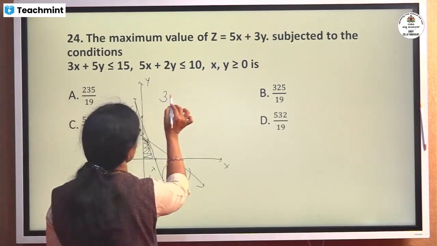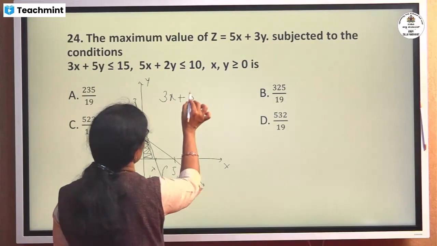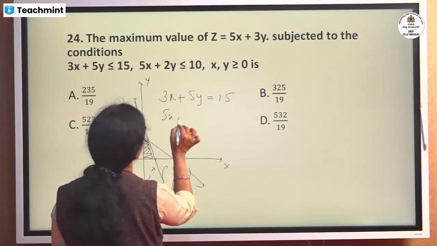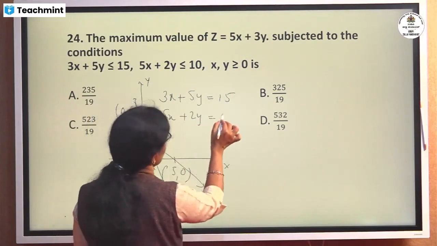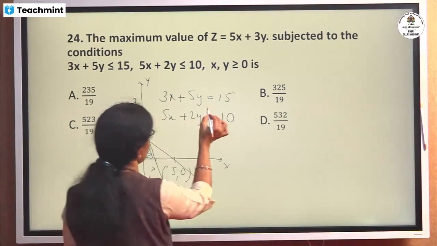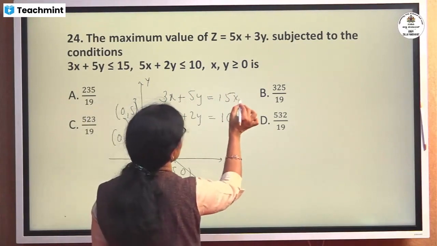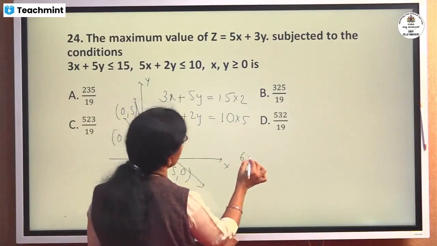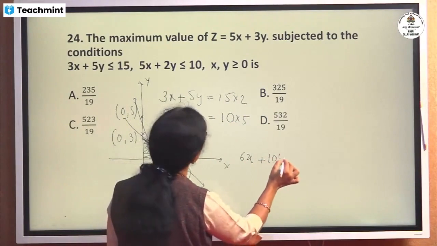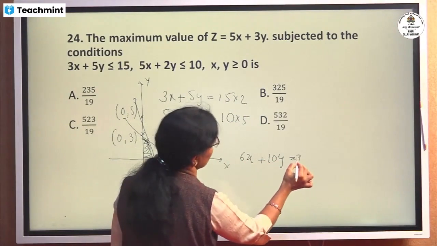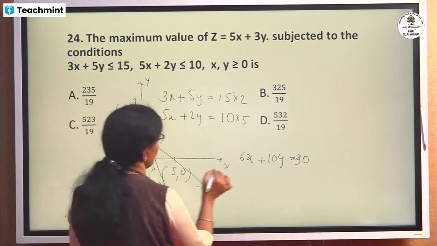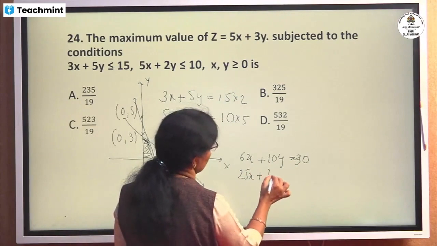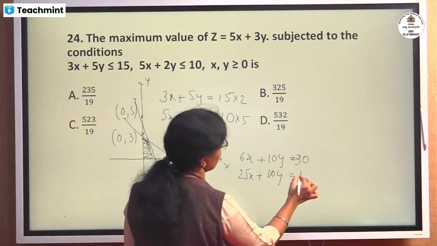Solve these two equations very carefully. You know how to solve the simultaneous equations. 3x plus 5y is equal to 15. 5x plus 2y is equal to 10. So multiply this equation by 2, this equation by 5. We'll get the answer 6x plus 10y is equal to 15 into 2, that is equal to 30. And here you will get 5 into 5, 25x plus 10y is equal to 50.